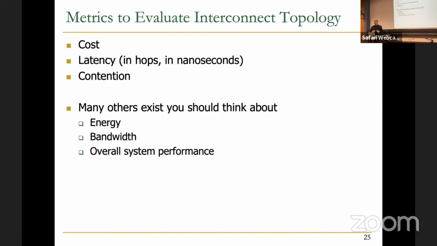There are some metrics to evaluate an interconnect topology, like the cost of the network, such as how many routers or how many wires we need to spend in order to design our interconnect. What's the latency of the interconnect, like the hops in nanoseconds, for example, and how your interconnect works under contention, essentially. And of course, there are many other metrics we should think about, like the energy consumption of the network, the bandwidth of the network, and overall system performance.